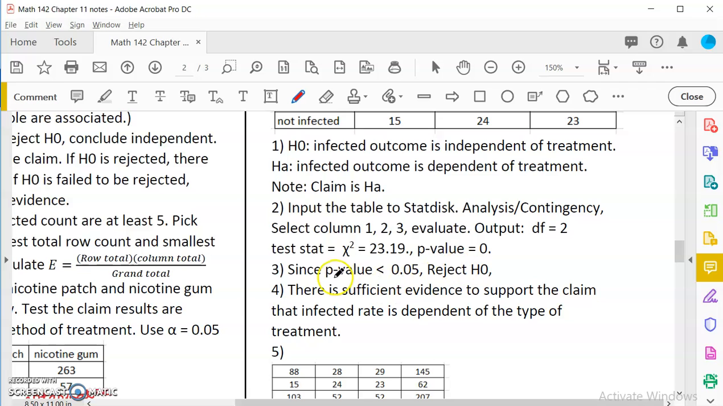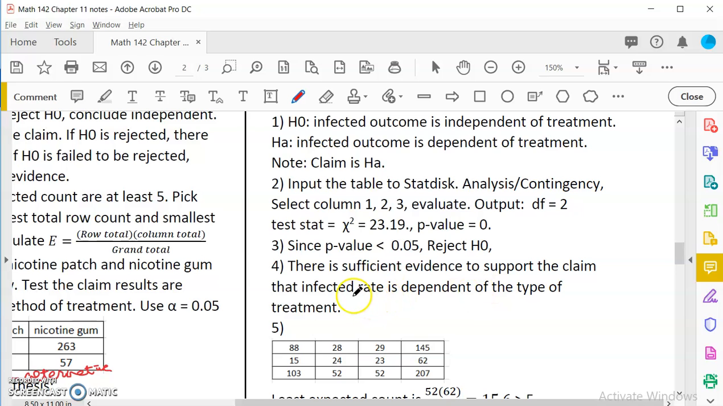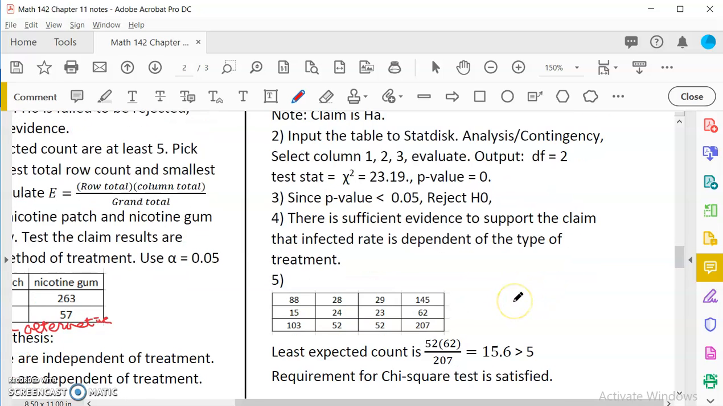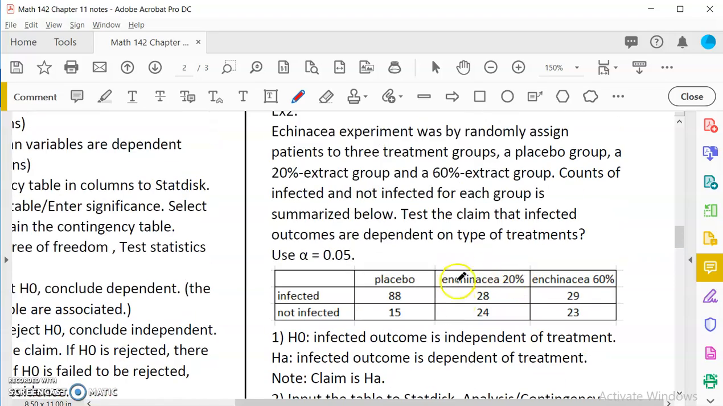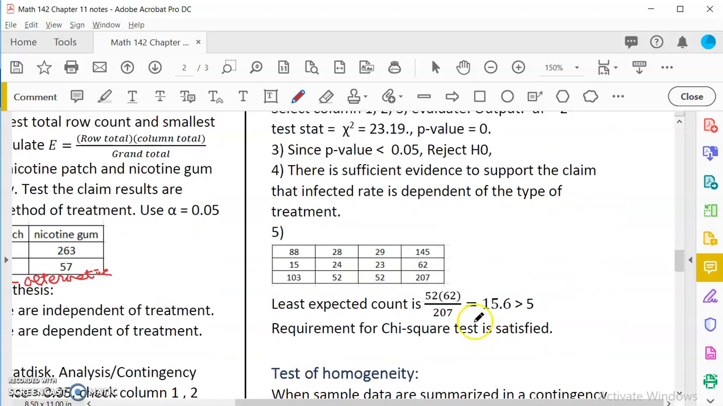And p-value is 0. Of course, it's less than 0.05. So we reject H0, concluding that they are not independent. They depend on each other. The infected rate is dependent on the types of treatment. So it can actually help you to prevent infection.